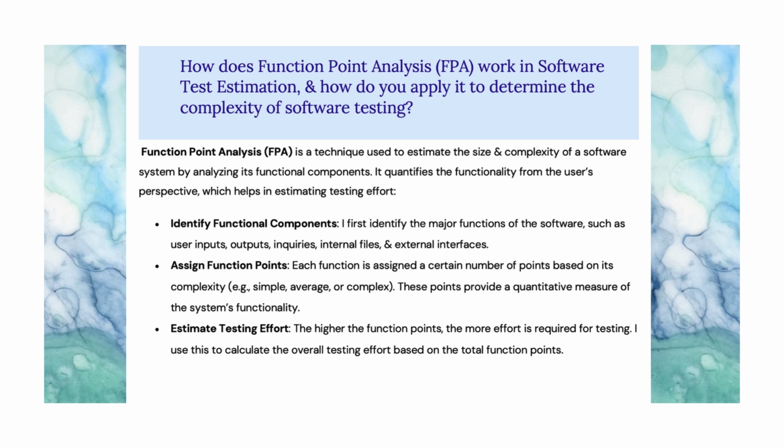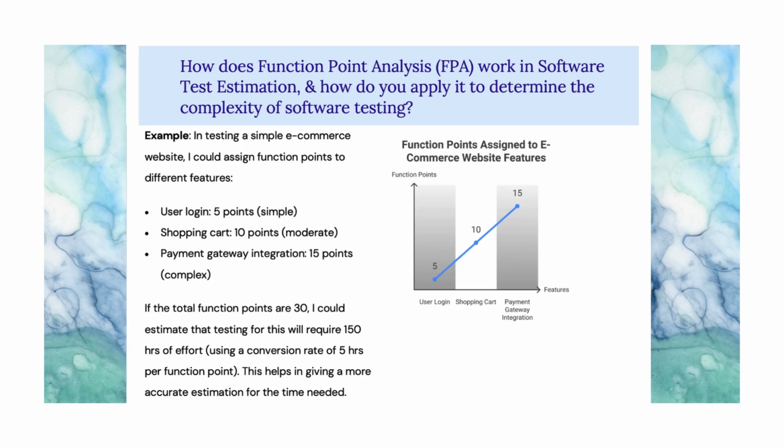timeline. How does function point analysis, FPA, work in software test estimation, and how do you apply it to determine the complexity of software testing? Function point analysis, FPA, is a technique used to estimate the size and complexity of a software system by analyzing its functional components. It quantifies the functionality from the user's perspective, which helps in estimating testing effort. Check the details below.